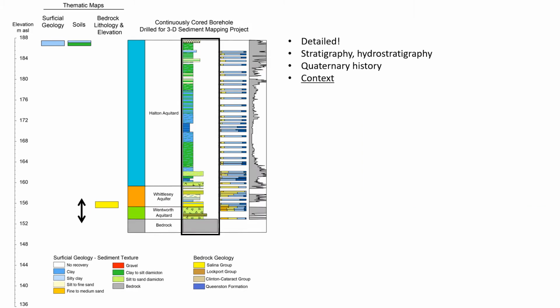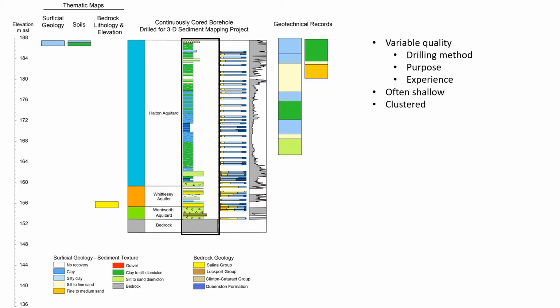Next, we see an excerpt from the cored borehole. Notice that there are rather a lot of green diamicton units. As we can see here, geotechnical holes are often shallow and of variable quality, depending on the drilling method used, the purpose of the hole, and the experience of the technician.